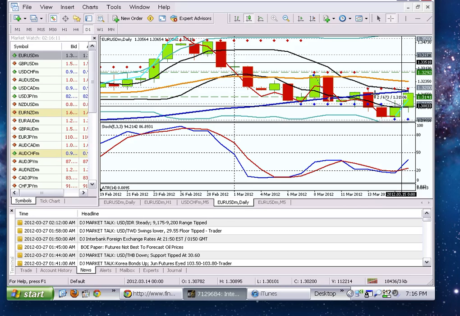I would have aimed for here. So we would have won that. But, based on our system, we wouldn't have gotten in. I just wanted to demonstrate the pullback here. So let's see what happened.